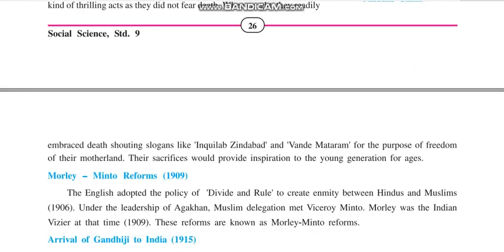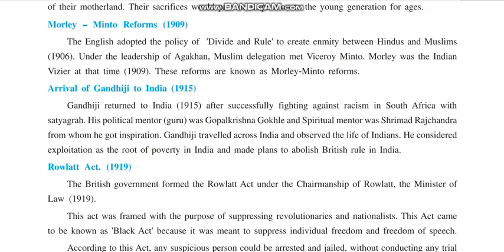Now we are going to study the other topic, that is Morley-Minto reform. So let us start. Morley-Minto reform, 1909. From the name you can understand it was basically a reform introduced by two people, Morley and Minto. And why was it adopted, what was the need of it?